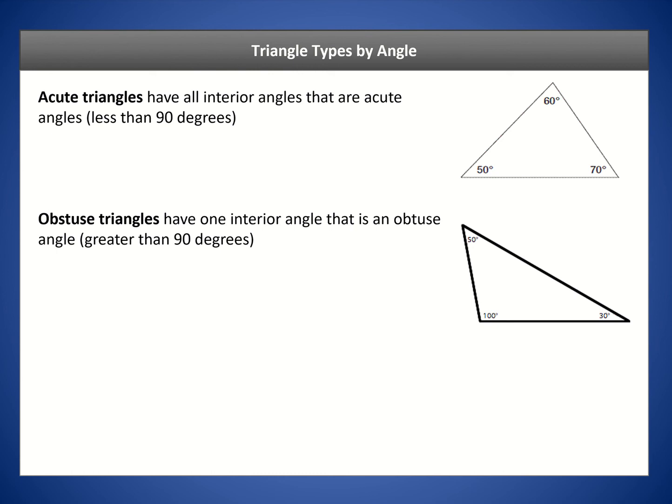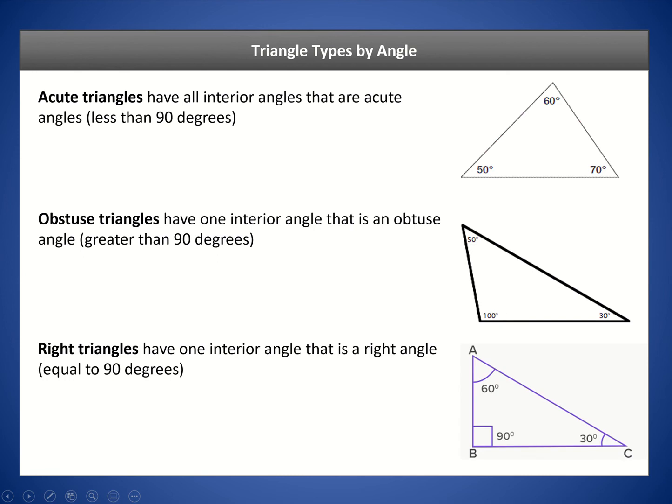The next type of triangle is the obtuse triangle, which has only one interior angle that is obtuse, meaning an angle greater than 90 degrees. In this case, the obtuse angle is the 100 degree angle. The last type is the right triangle, which has one interior angle that is a right angle, and notice that the rest are acute angles.